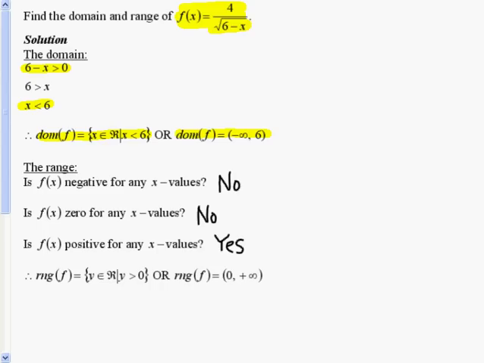And as we get closer and closer to 6, say we plug in 5.9, 5.99, what we see is that the y values get arbitrarily large. Now, as we plug in numbers that are closer and closer to negative infinity, we will end up with a denominator that is very large, and 4 divided by a very large number is close to 0. It will never get to 0, but it will approach 0 as x approaches negative infinity.